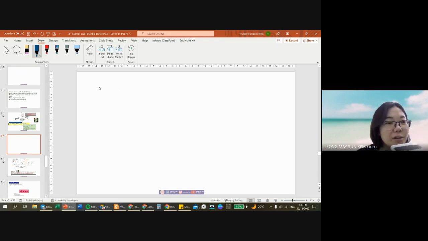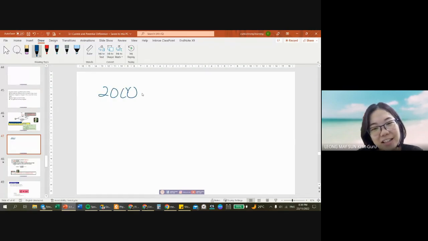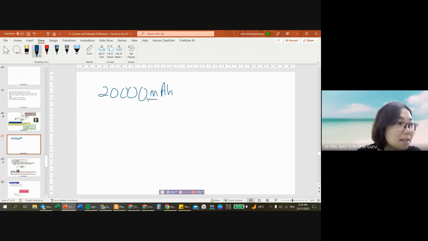Okay. So let me show you one thing, and the weight also, and the size also, right? 20,000 mAh. Okay. Watch this. What do you think M stands for?